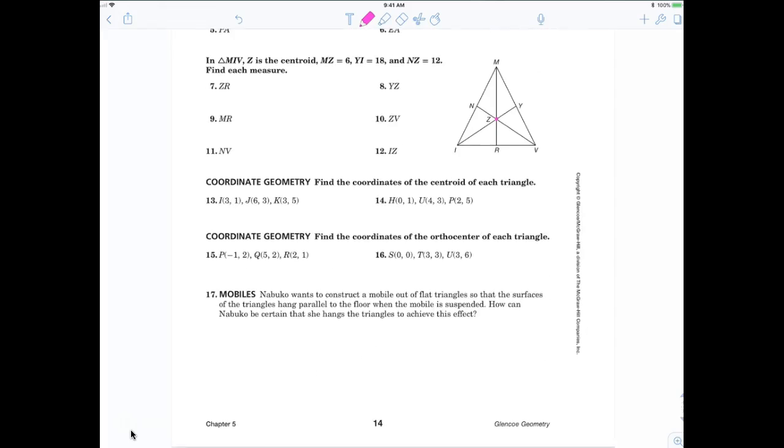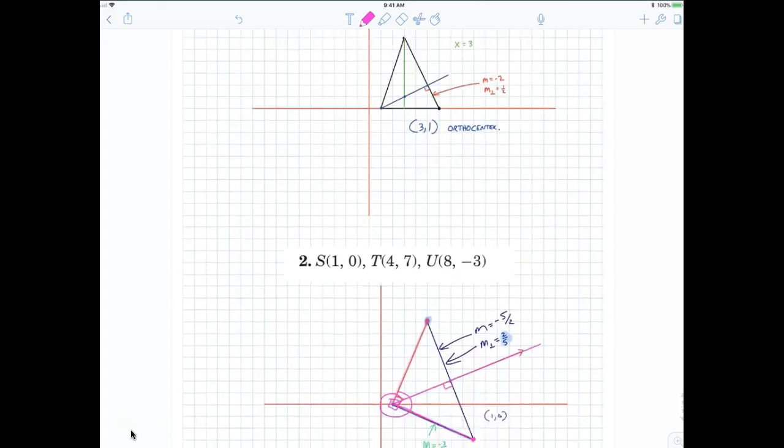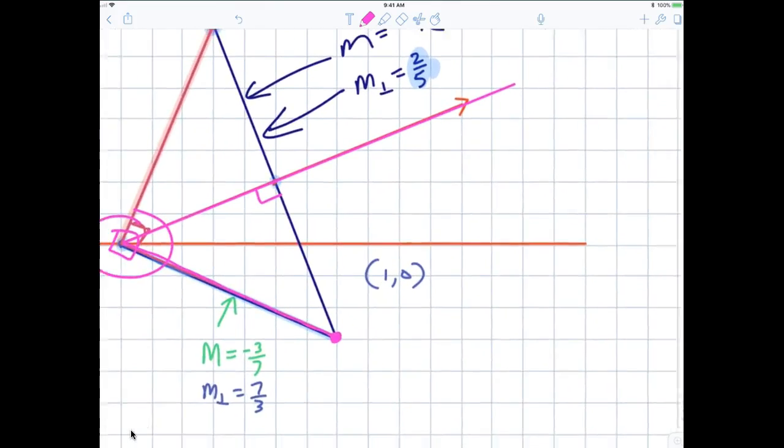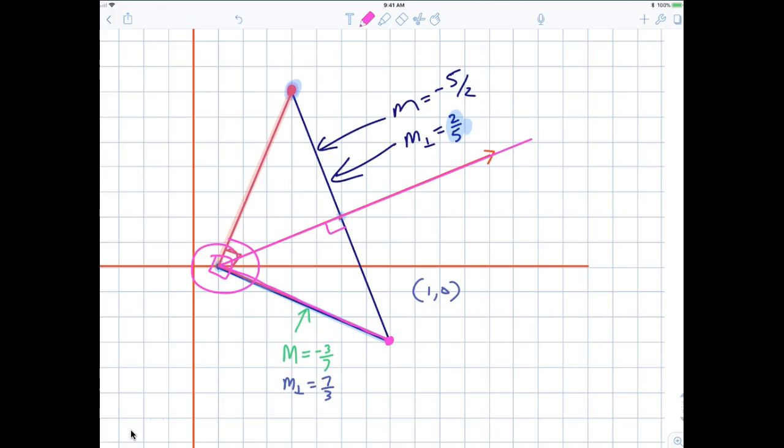If you try to point out a specific altitude to a person, how would you point out that altitude? There are 3 altitudes, right? Is there a name for each altitude? No. The 3 altitudes intersect at the orthocenter.